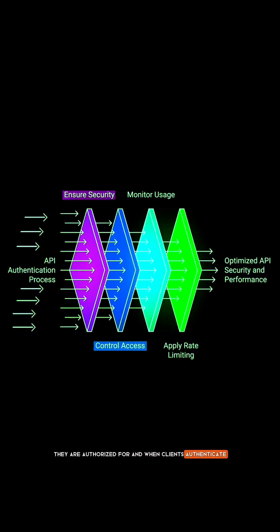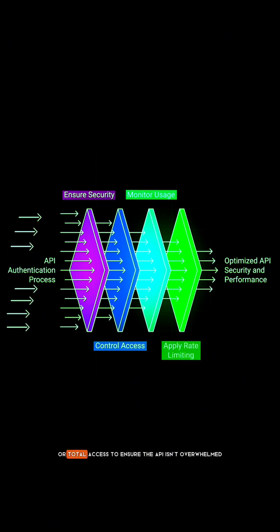And when clients authenticate, the API provider can then track who is accessing the API and when, which is useful for auditing purposes and understanding usage patterns. And by knowing which user or client is accessing the API, you can apply rate limits or throttle access to ensure the API isn't overwhelmed by too many requests from a single source.